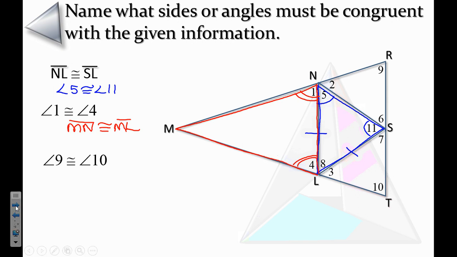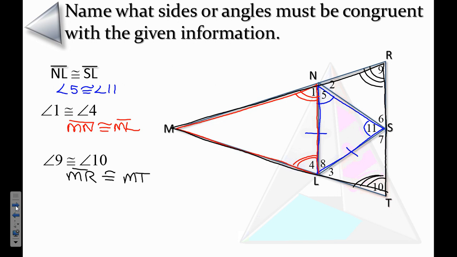What if angle 9 is congruent to angle 10? MR and MT. Does everyone see where he got that? There's my big triangle now. Those are the two angles in this large triangle. So if those are my base angles, then the sides opposite them are MR and MT. Very good? Okay.